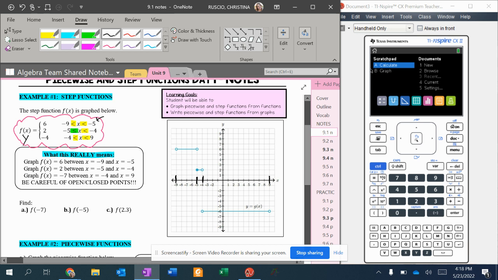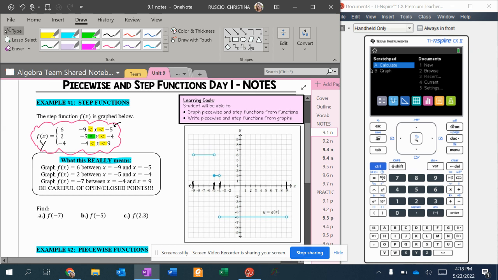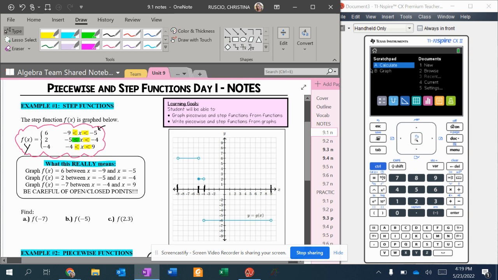So some of you might look at the graph and wonder, there are some open points and closed points. Well, we've talked about this before, right? When there's an open point, that's a less than symbol. When there is a closed point, it's a less than or equal to. So check it out. At negative 9 and negative 5 for the first piece, they're both open. At negative 5, it's closed and then open for the second piece. And then for the third piece, negative 4 to 9, they're both open. Okay, so that's where all of that is coming from.